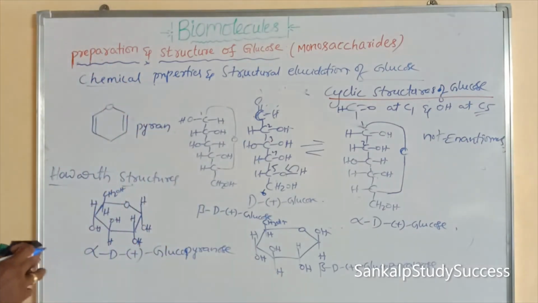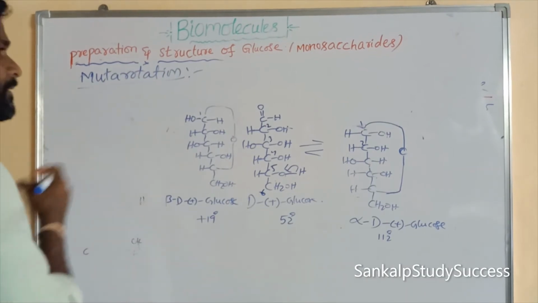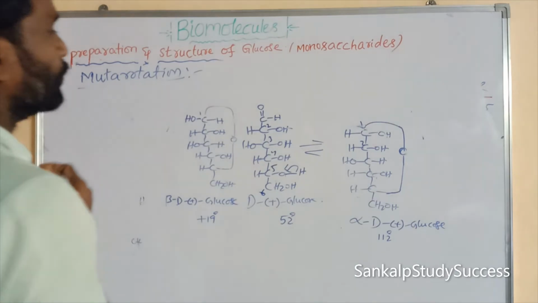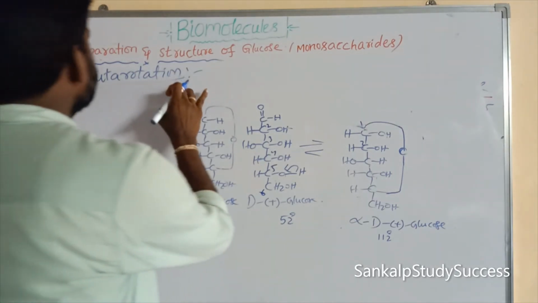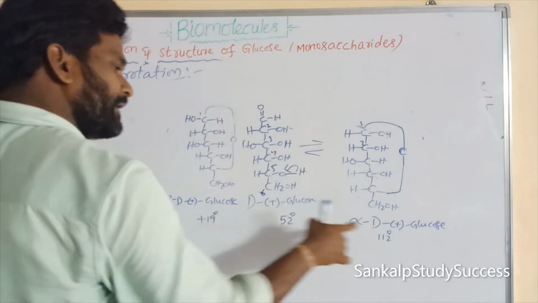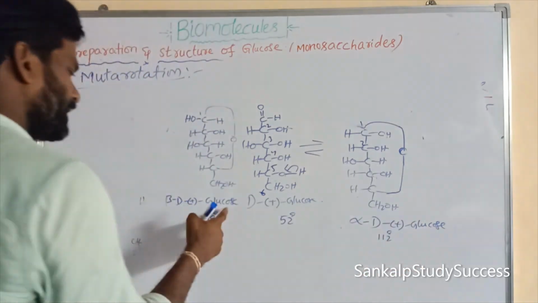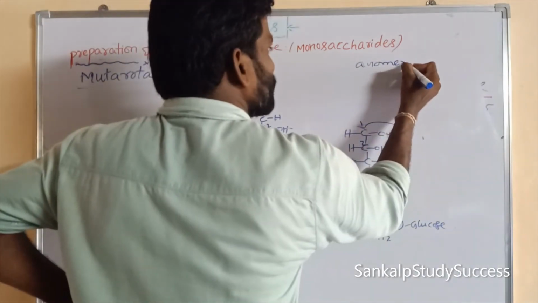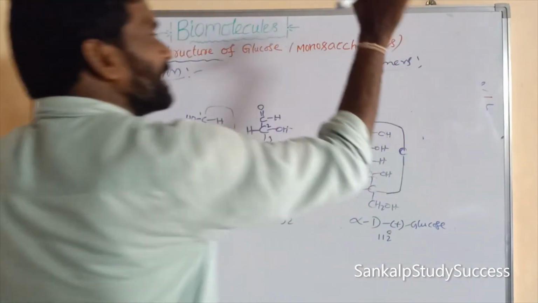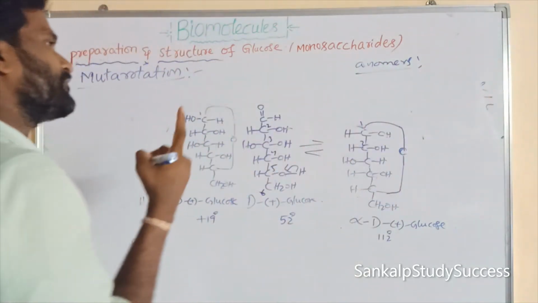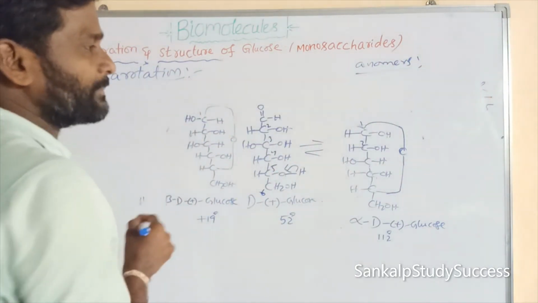Now we will discuss mutarotation of glucose. Before going to discuss mutarotation, alpha D glucose and beta D glucose are anomers. So what are anomers? Anomers are the isomers which differ in configuration of OH at the first carbon.